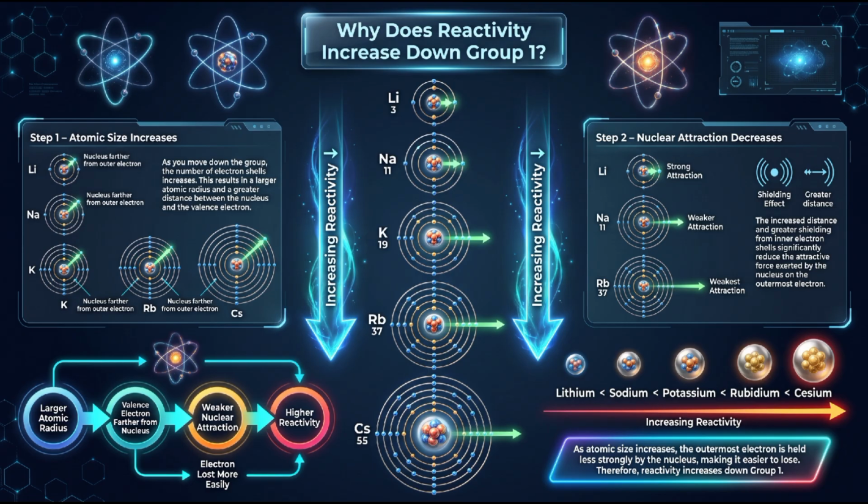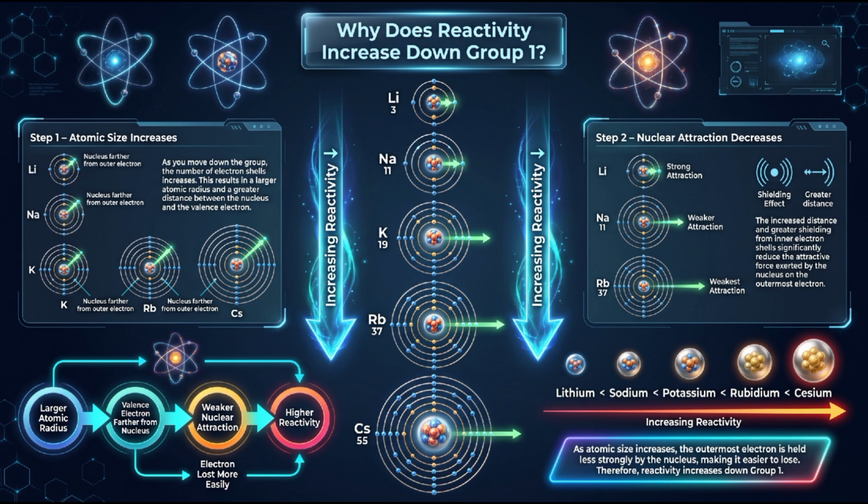The atomic diagrams shown in the center of the image reinforce this idea. Lithium has the smallest atom, so its valence electron remains relatively close to the nucleus. Sodium has one additional shell, placing its valence electron farther away. Potassium, rubidium, and cesium each have progressively larger atoms, causing the distance between the nucleus and the outermost electron to increase even more. The green arrows pointing outward represent the increasing ease with which the valence electron can escape from the atom. This increasing reactivity can easily be observed in laboratory experiments.